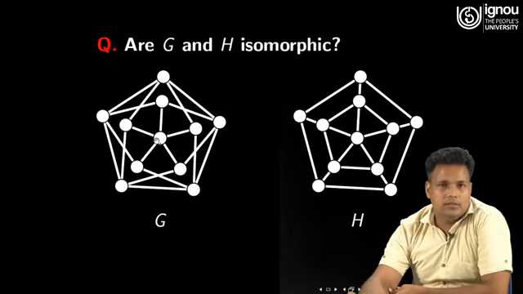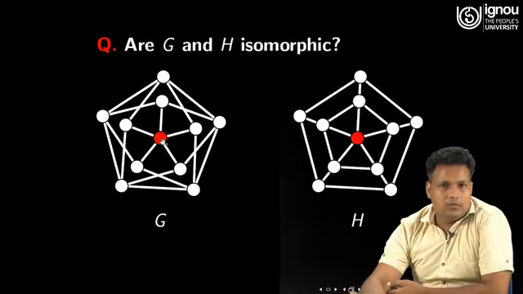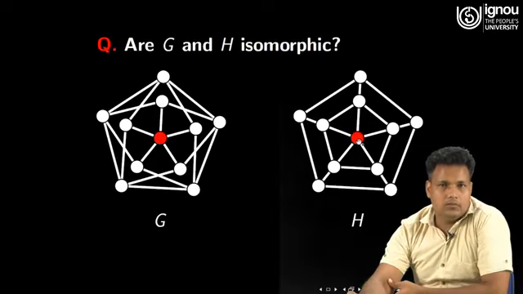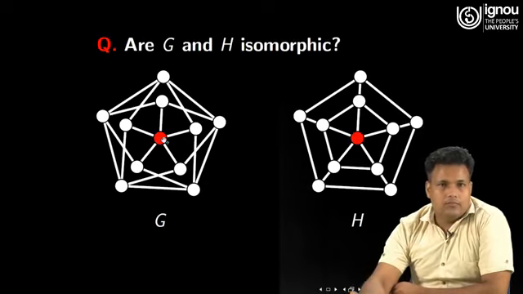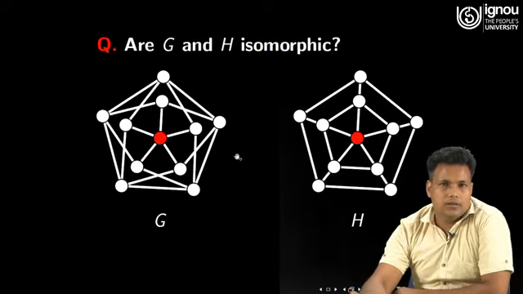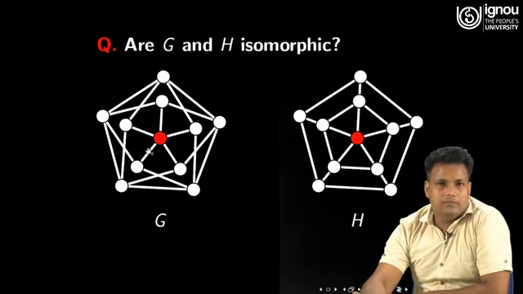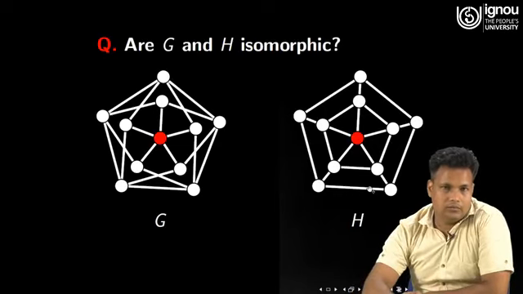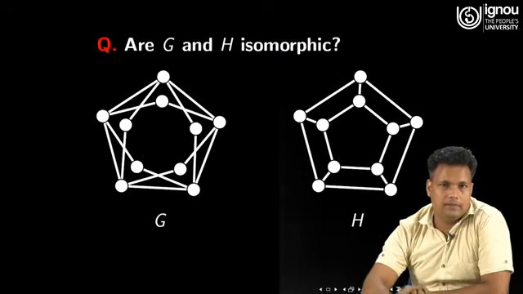For instance, just consider these two vertices, the central ones, because they are the unique vertices. G has only one vertex of degree 5 and H also has one vertex of degree 5. So any isomorphism between G and H would map this vertex to this one, right? So that means if we remove these two vertices, the remaining subgraphs should be isomorphic. But you can see that if you remove these two vertices, what you get is this one.